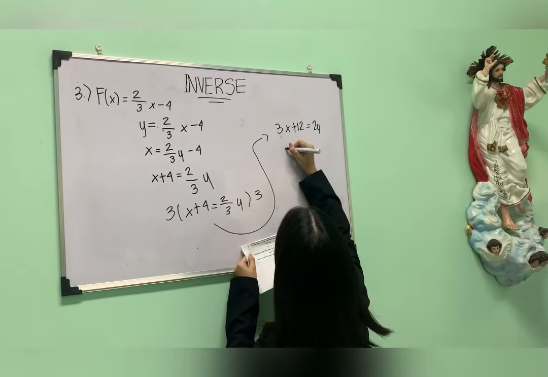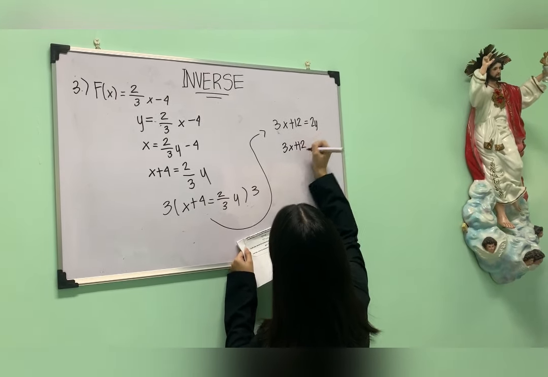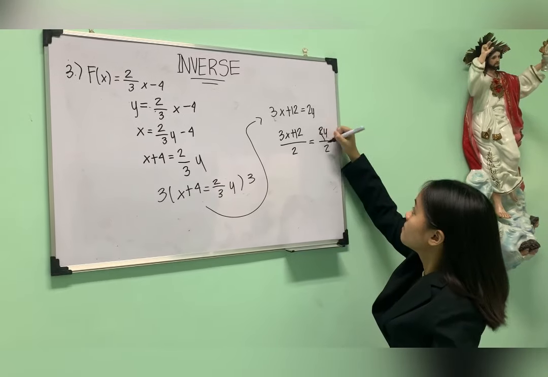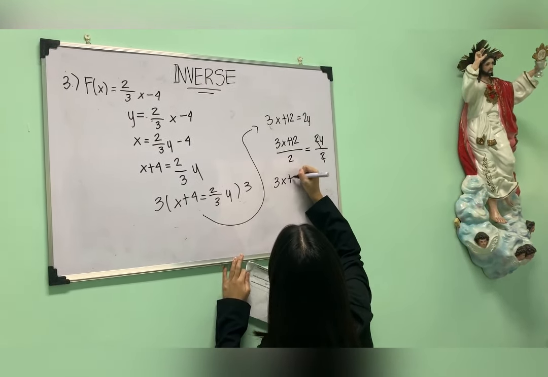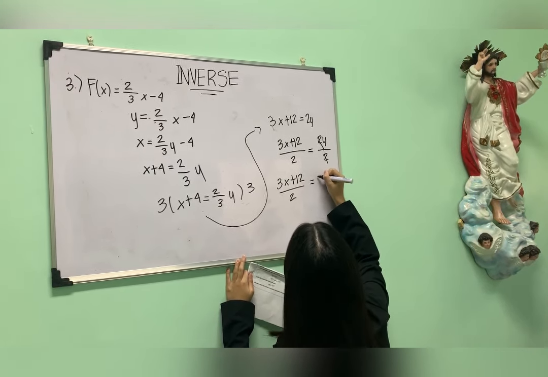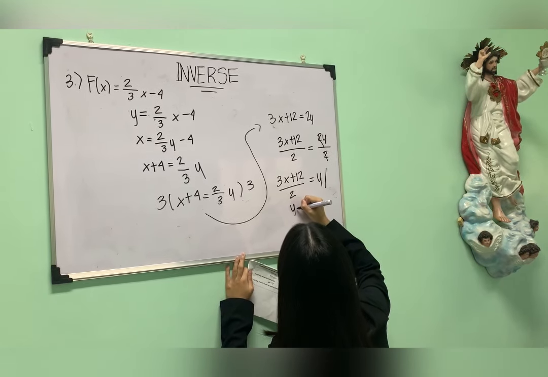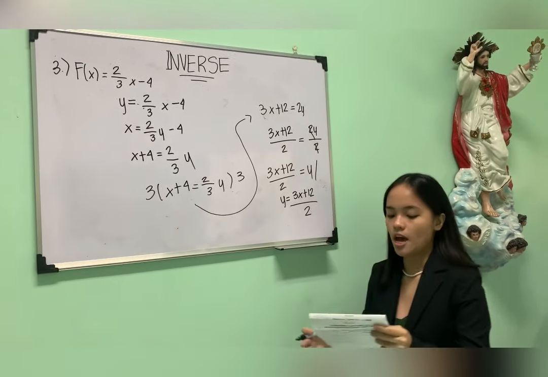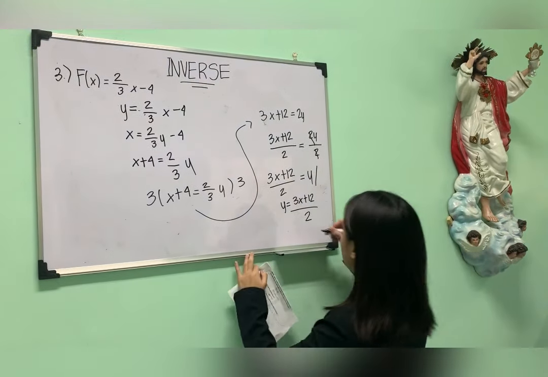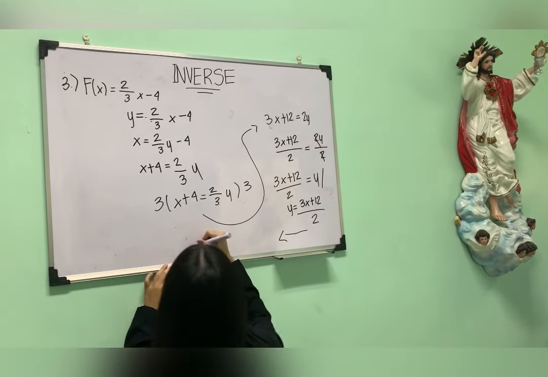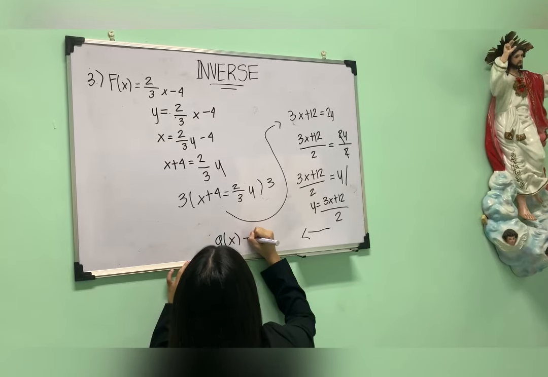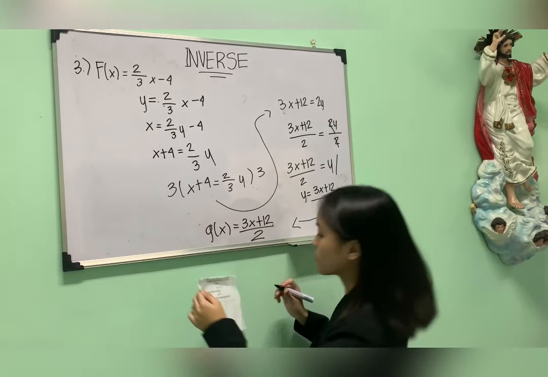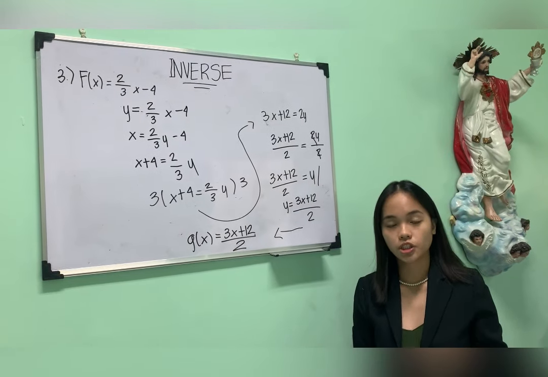So that will become 3x plus 12 over 2 is equals to 2y over 2. Cancel. That will become 3x plus 12 over 2 is equals to y. Or y is equals to 3x plus 12 over 2. Fourth step, denote the inverse as g of x or g. That will become g is equal to 3x plus 12 over 2. Last step, check the inverse by applying composition of function.